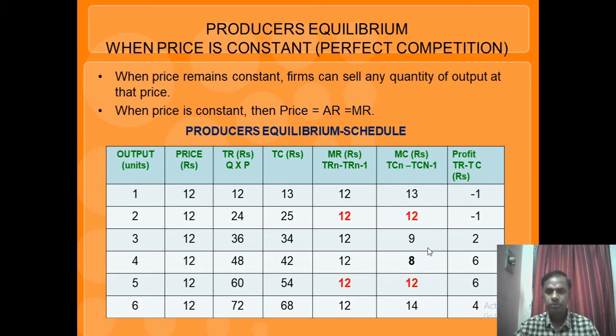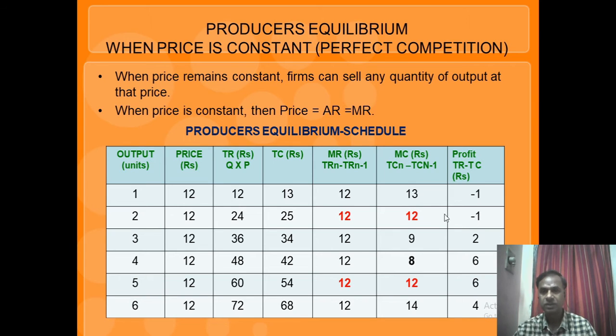Which level of output is producer's equilibrium, that we have to decide. For that we need the help of the second condition. The second condition is that MC is greater than MR after equilibrium.